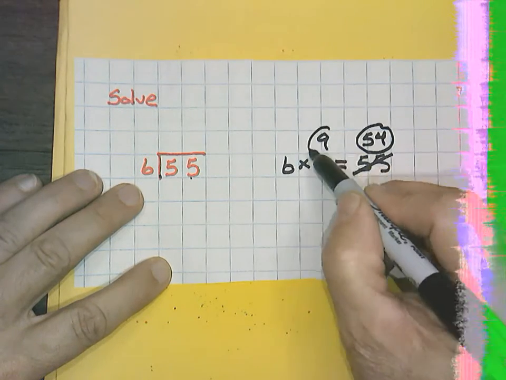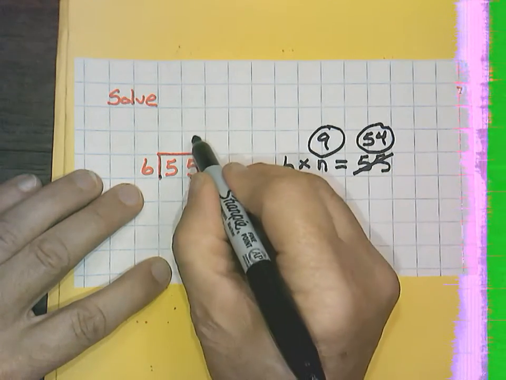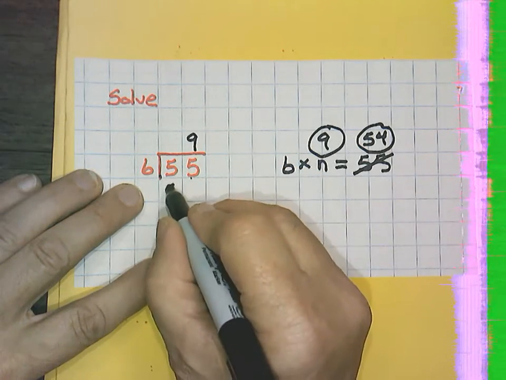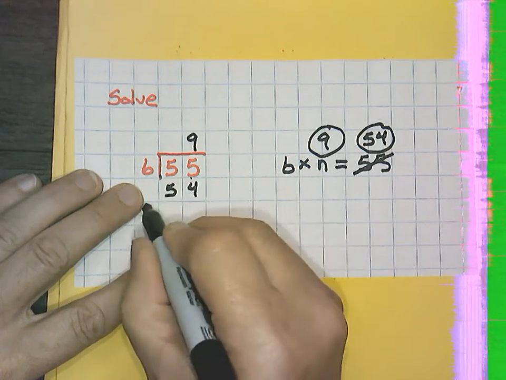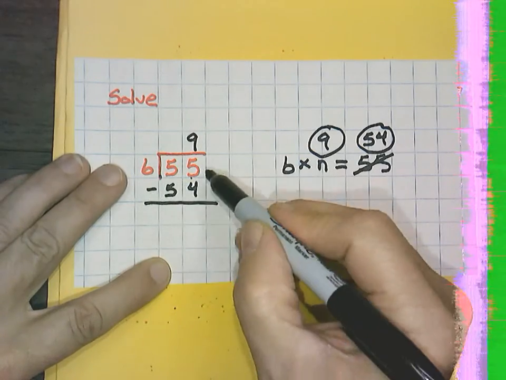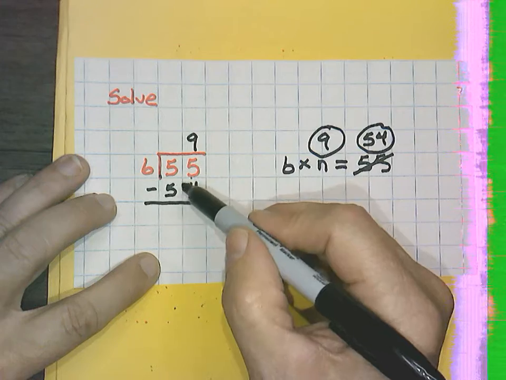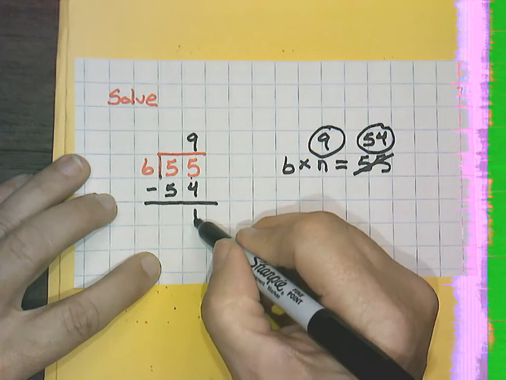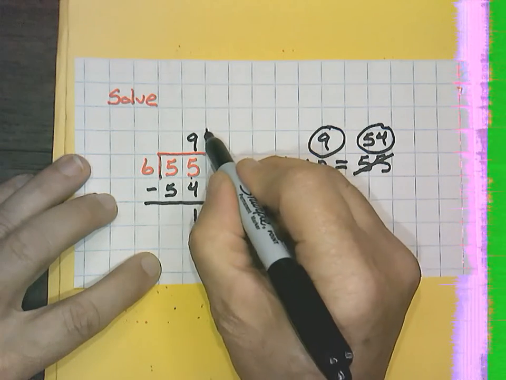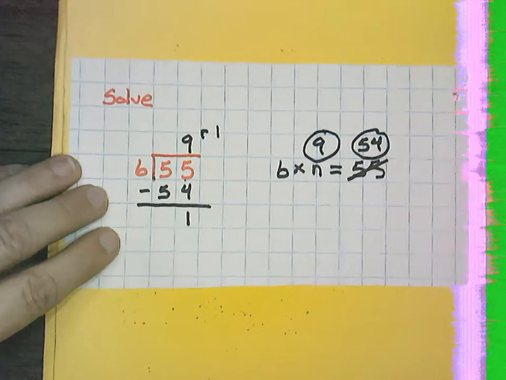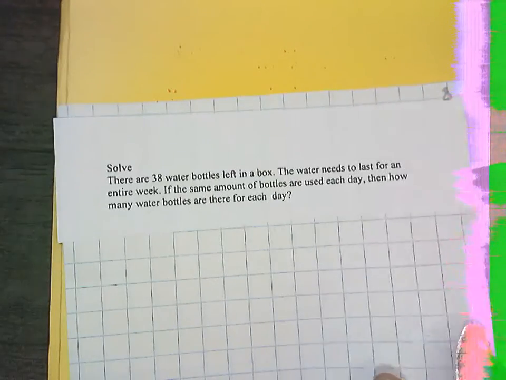So circle both, please. The 9 goes on the top. And the 54, notice they are not the same. They're different. And remember, in math, different or difference means you subtract. So our answer is 9 with a remainder of 1. One more. Let's try a word problem.